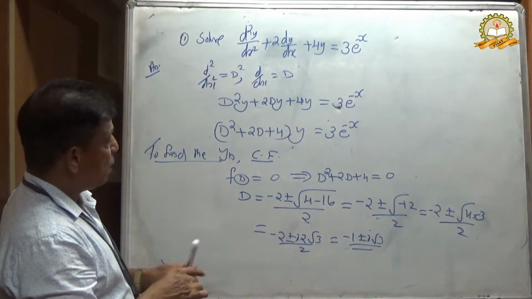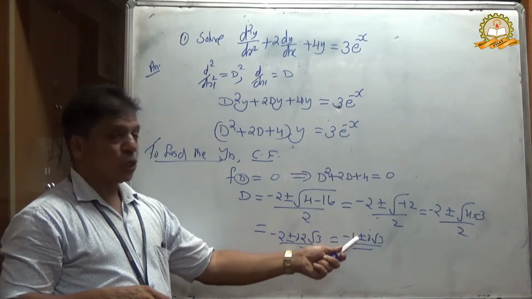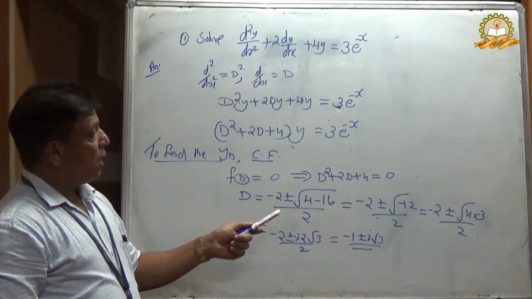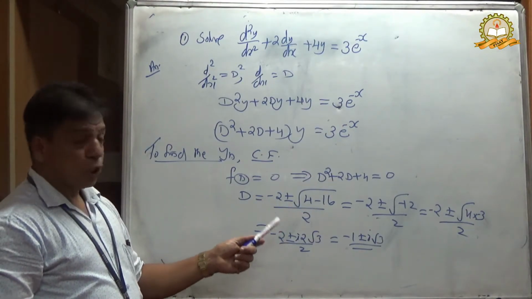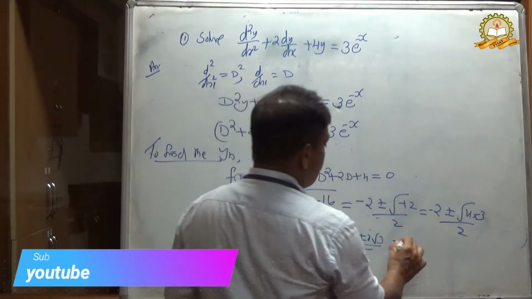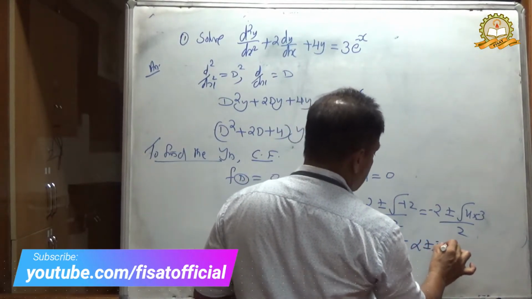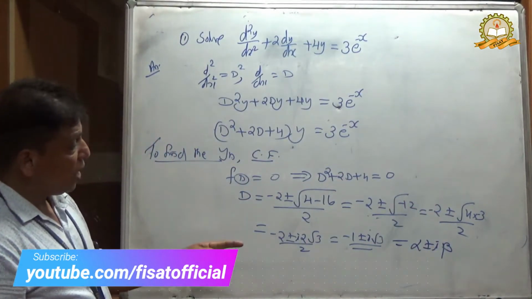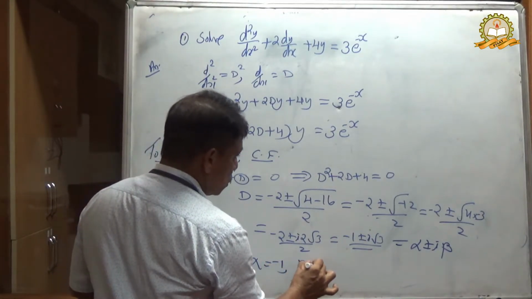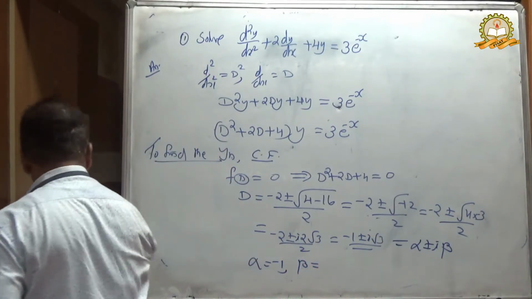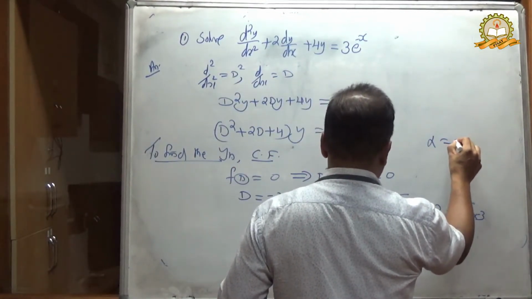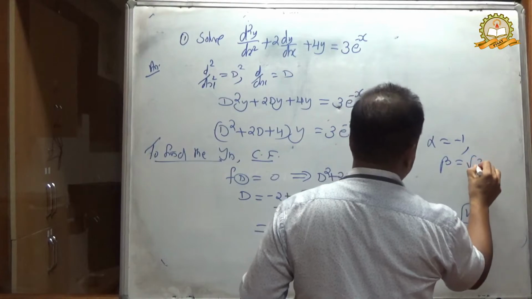Therefore, the roots are minus 1 plus or minus i root 3. Here, to write the complementary function, the homogeneous solution, this is case 3. The roots are in the form of alpha plus or minus i beta. Here we take alpha is equal to minus 1, beta is equal to root 3.